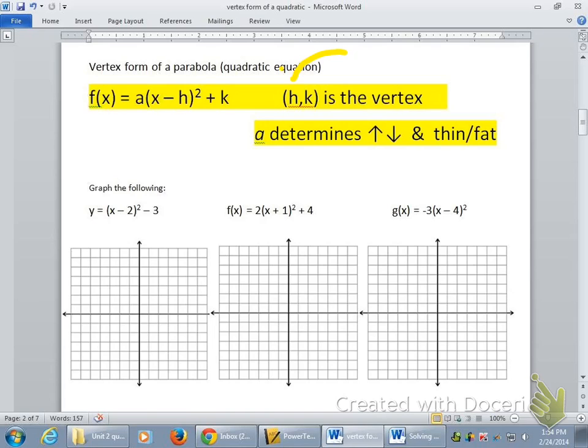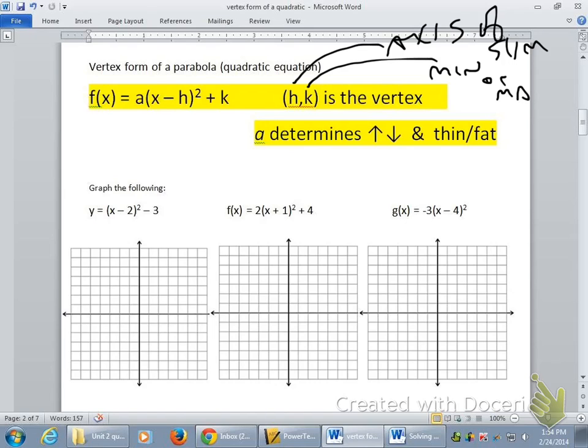We know, oops, that's the wrong thing. We know that this is the axis of symmetry. And we know that this is the min or max, depending on which way it faces, right?